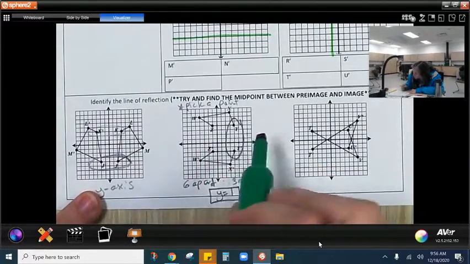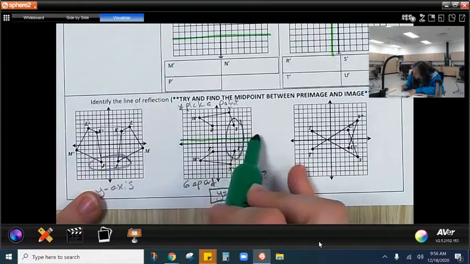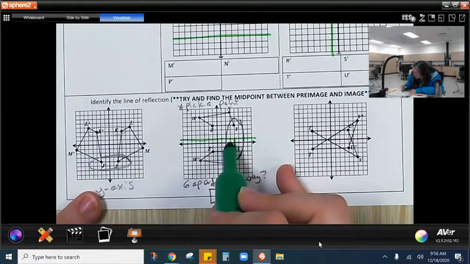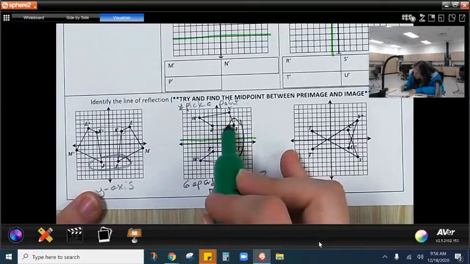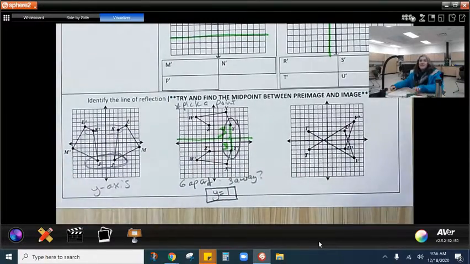And you can see that that's true, because if I draw it on here, you can see that's 3 away, and then that's 3 away. So we can see it.